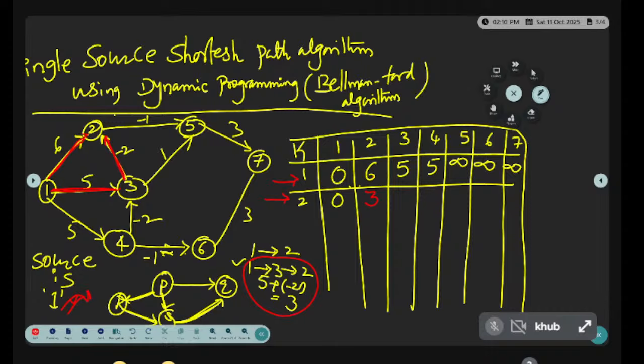3 is the minimum. That's what it is, updated 6 to 3. It means that if we go via 2 edges, then the cost is reduced. Then again 2 to again same, 1 to 3 again. Now we need to calculate 1 to 3. Source is always 1 only. My destination is 3. Can I go in 2 steps?